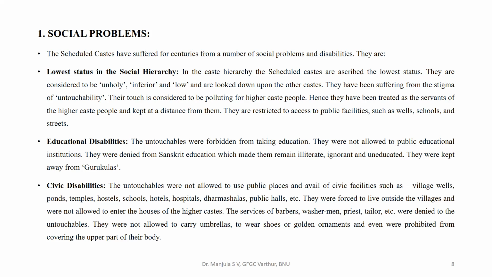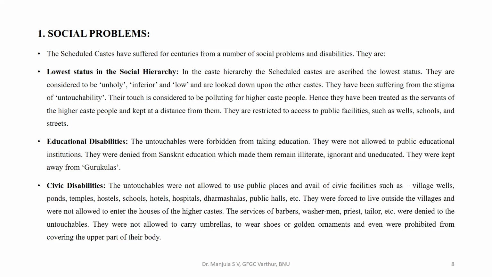Social problems and disabilities are as follows. Lower status in the social hierarchy. In the caste hierarchy, the scheduled castes are ascribed the lowest status. They are considered to be unholy, inferior, and low, and are looked down upon by the other castes.